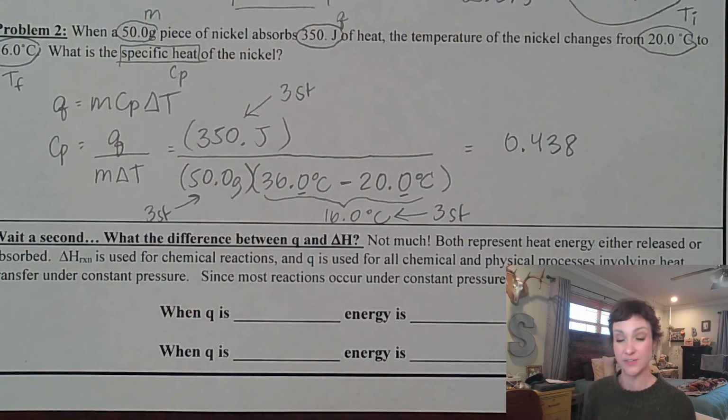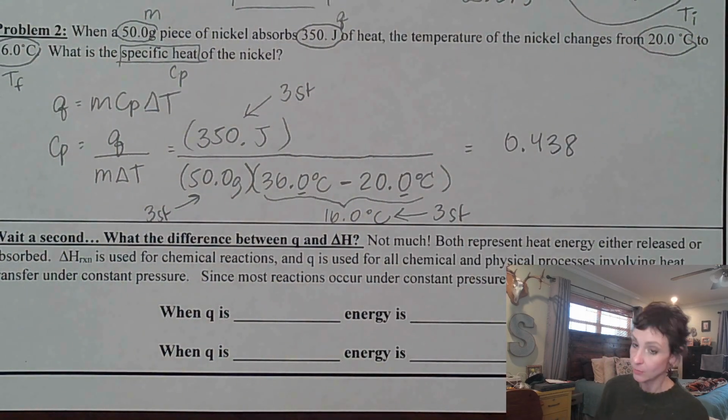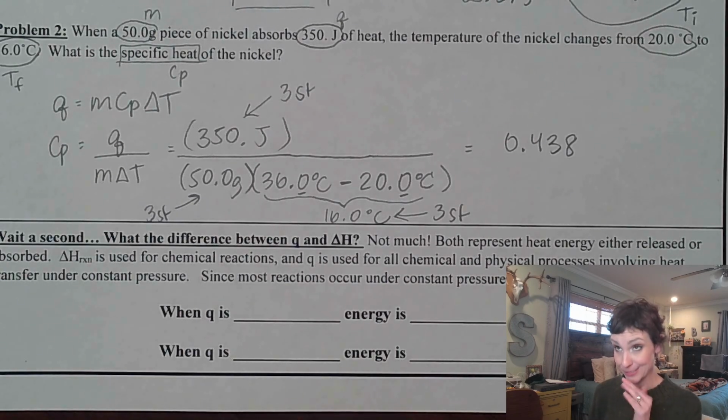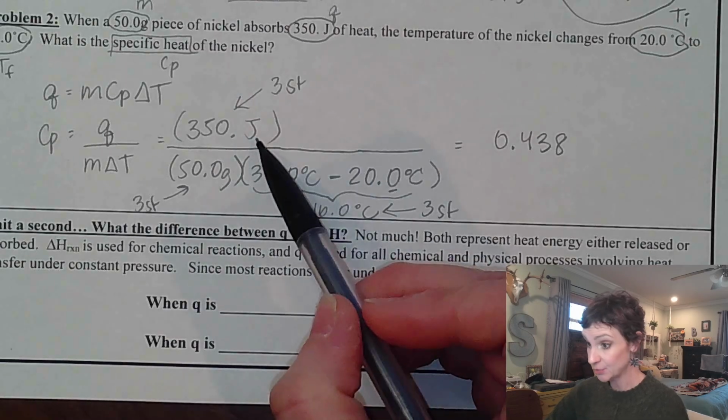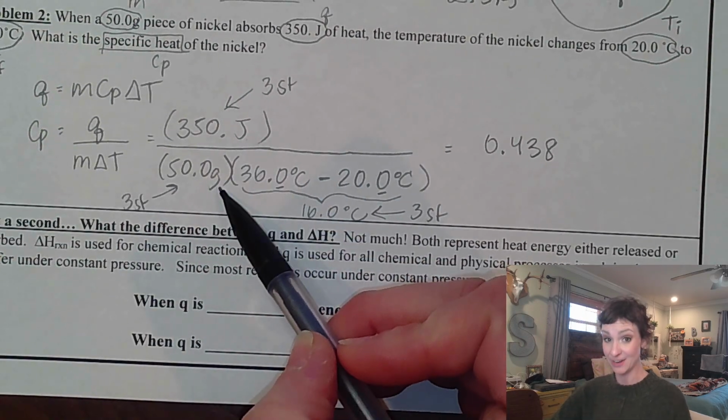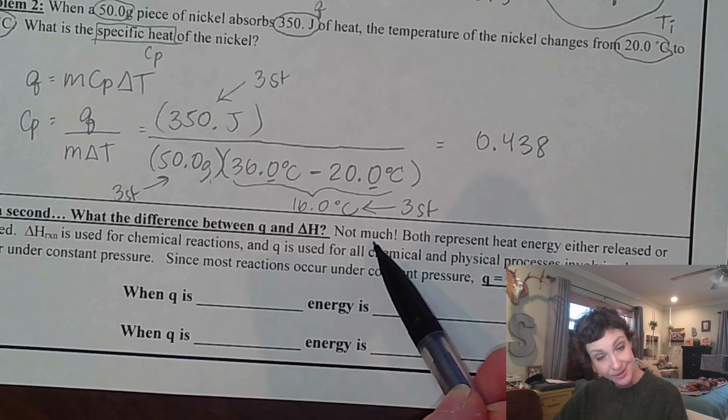But what are the units for this answer? Oh, no one can know. Well, it's specific heat, so you can either memorize that specific heat's units are joules per gram degrees Celsius, or you can look at the units that you've put into your substitution. I have joules up on top. I have grams down on bottom. I have degrees Celsius on bottom.